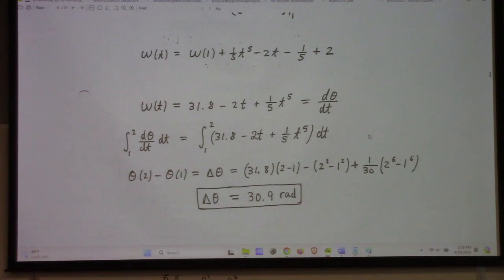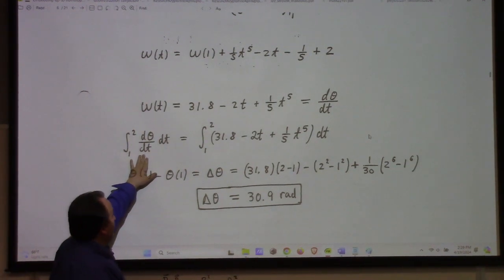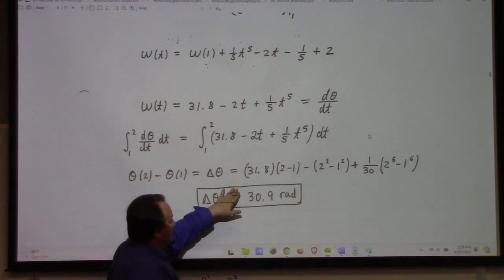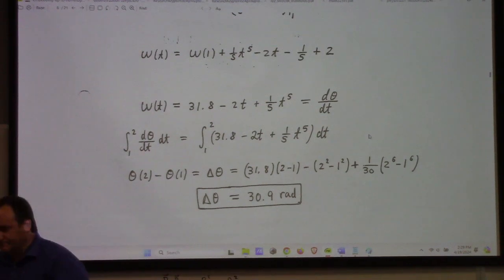It's just something you guys got to be aware of, right? We have to fit initial conditions carefully. And then to calculate the change in theta, I integrate d theta dt, which is omega. And so the change in theta is the integral of this, which works out to 30.9.